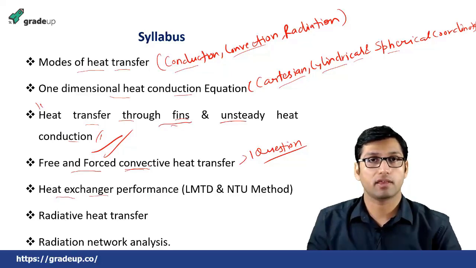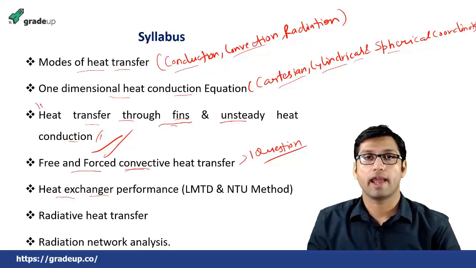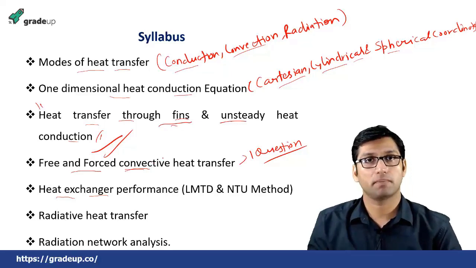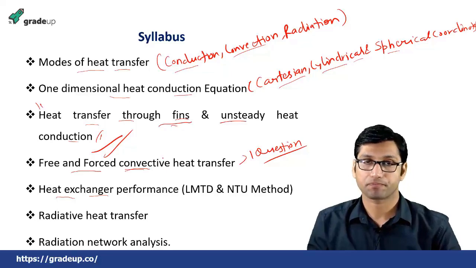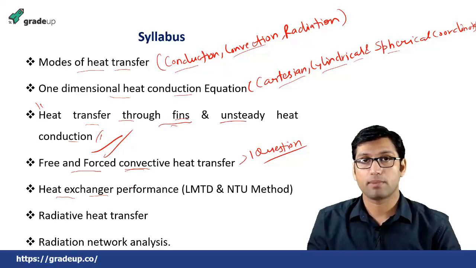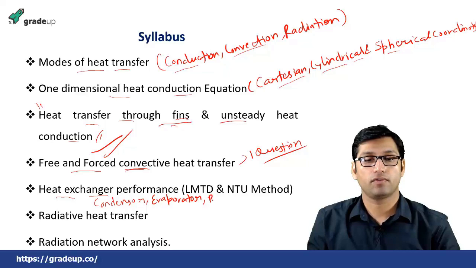Now a heat exchanger, as you all know, is a device which is used for heat transfer. You must have studied this in power plant engineering and also in refrigeration and air conditioning, where the types of heat exchangers are condenser and evaporator. These are all types of heat exchanger. Also a boiler is a kind of heat exchanger.